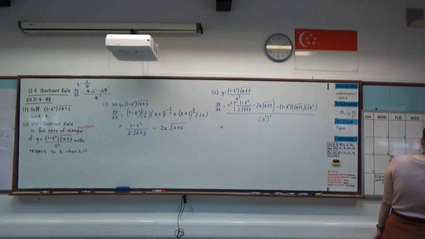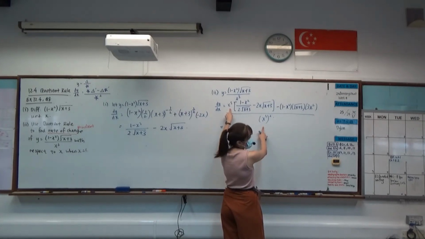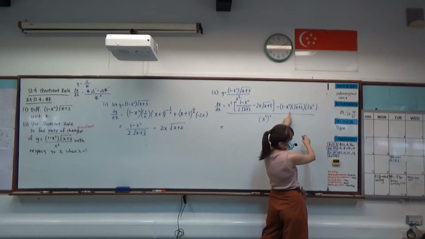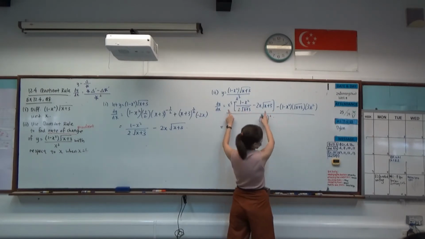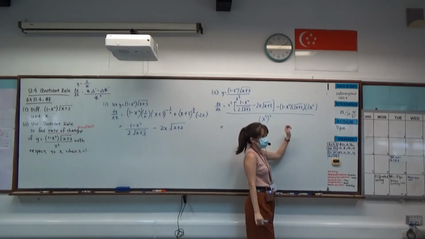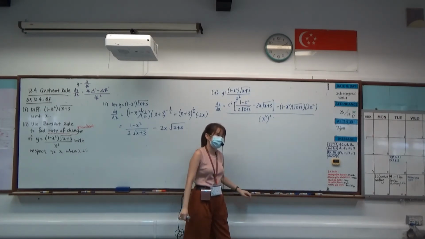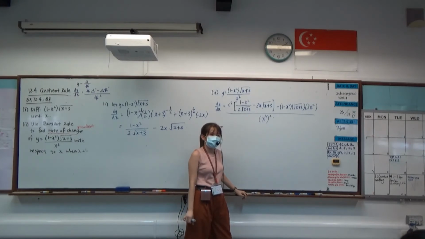Cancel out, sorry, which one? X to the power of 3. This one here, cancel out. Can we do that? But down here we have x to the power of 3. Expand this one first. You sure you want to do that? It looks like it's going to be a mess, isn't it? Yeah. I think we don't want to risk that.